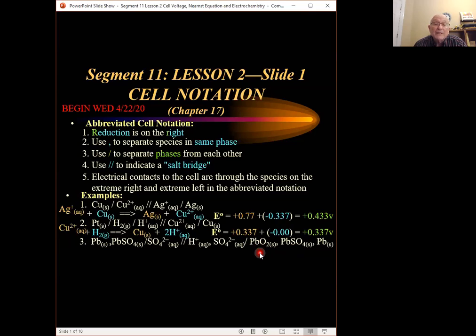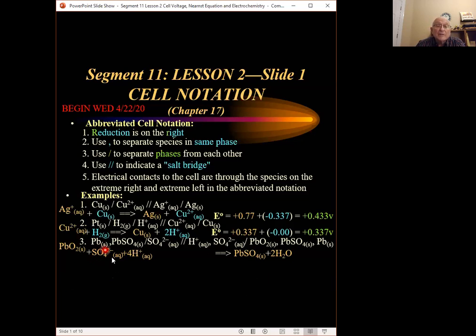Those solids now are separated from the other things that are aqueous. And the hydrogen ion and the sulfate ion are both in the aqueous phase. They're separated by a comma, but the aqueous phase is separated from the solid phase by the diagonal line. Okay, so let's look at the reaction that's implied with that. I'm going to take lead dioxide and the hydrogen ions, and I'm going to make lead sulfate and water out of that.